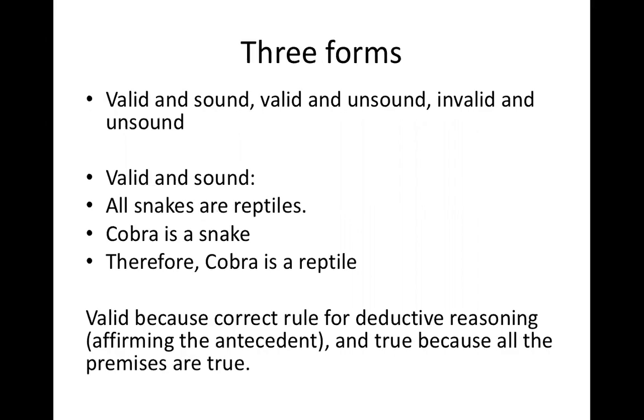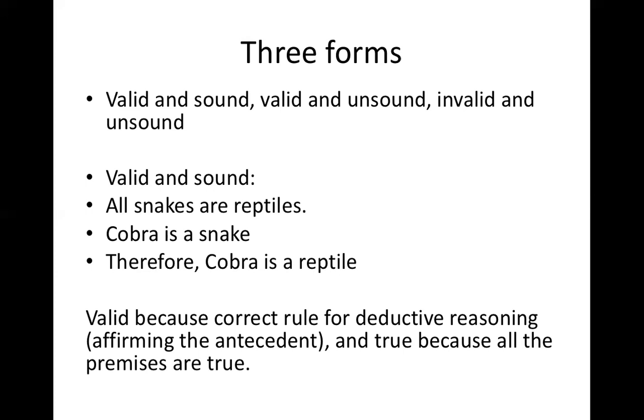So we can have three forms. We can have valid and sound, valid and unsound, invalid and unsound. So another example of valid and sound: all snakes are reptiles, that is true. Cobra is a snake, that is true. Therefore, cobra is a reptile. That's also true. So everything here is true.